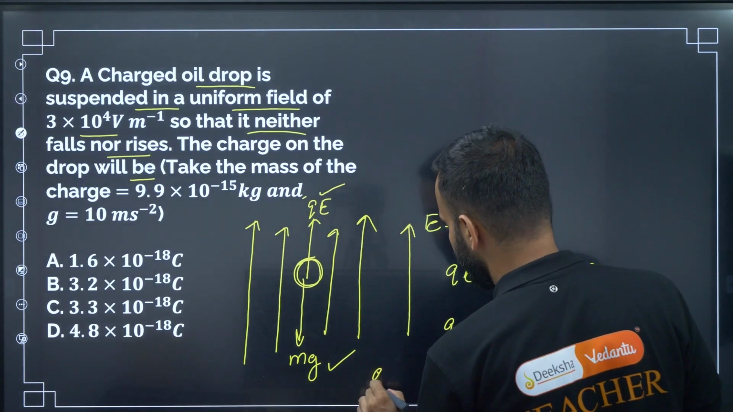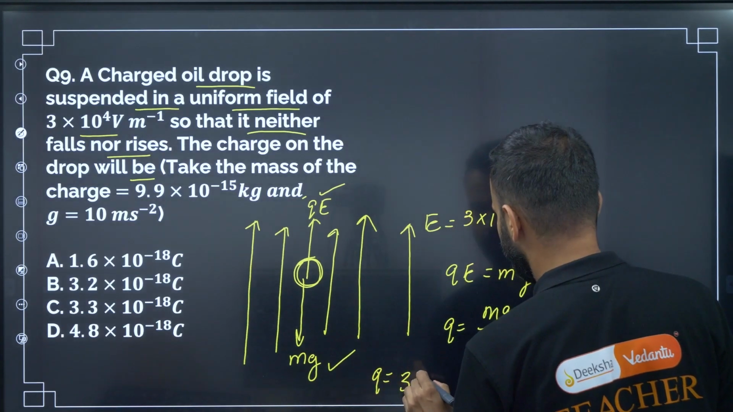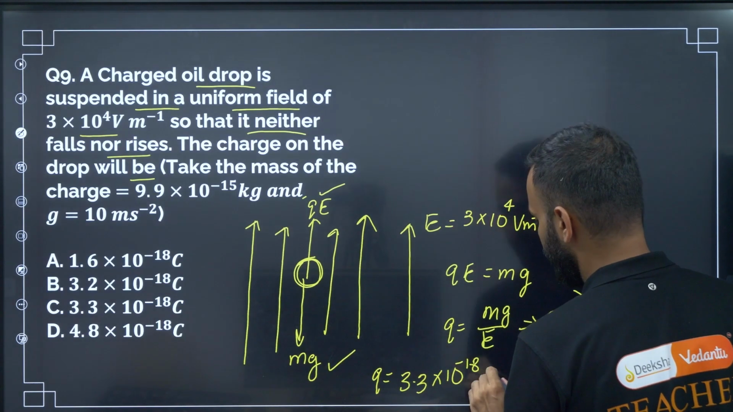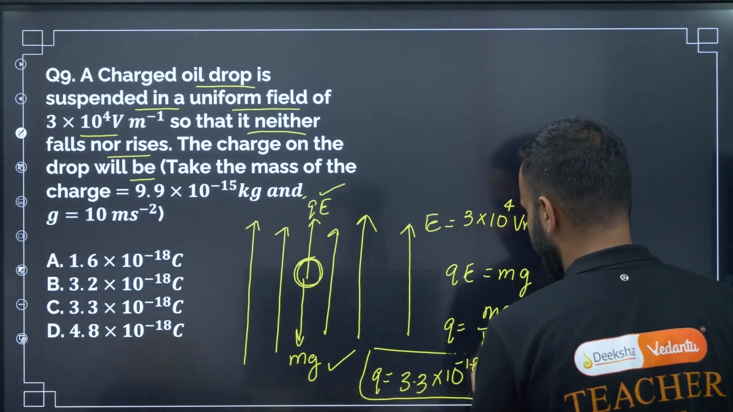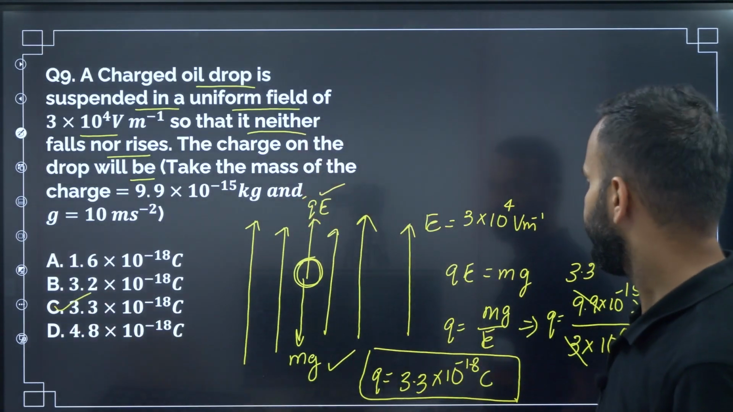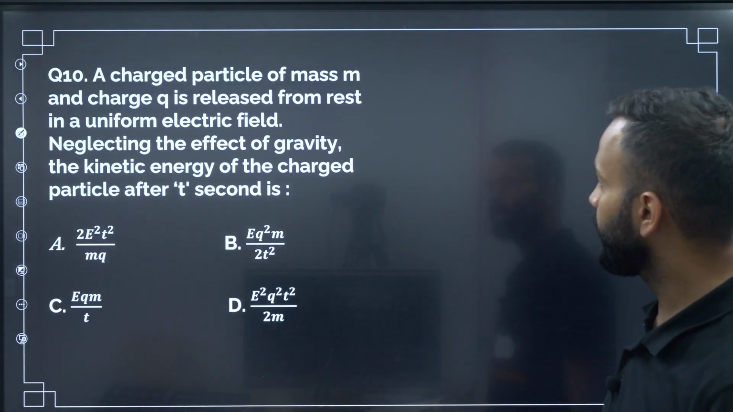So the value of charge Q is equal to 3.3 into 10 to the power minus 18 coulomb. So the correct option is C, right? Yeah. Next question. Question number 10.